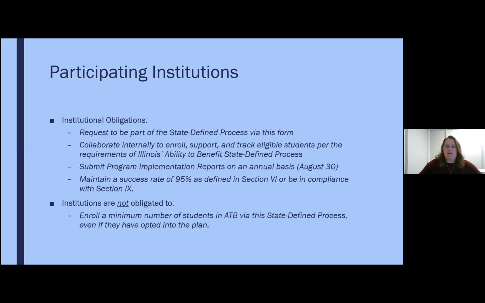Now, participating institutions. Institutional obligations. This is what you're required to do to be part of this. You must request to be part of this plan. Now, via the form, there's a form that I'm going to give you a link to that you can fill out and submit to me. You need to collaborate internally and within your institution to enroll, support, and track eligible students per the requirements of this state plan process. You need to submit program implementation reports on an annual basis.